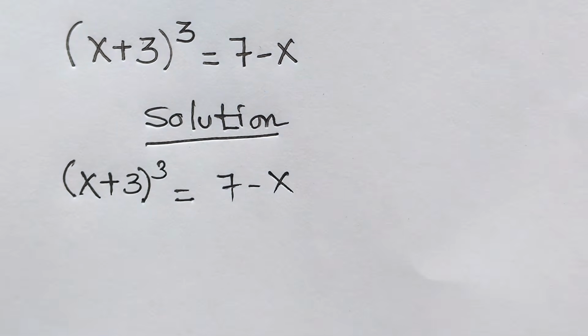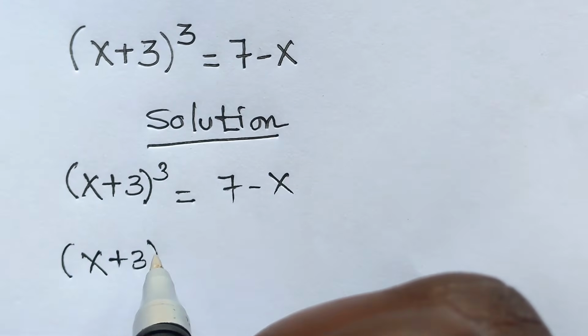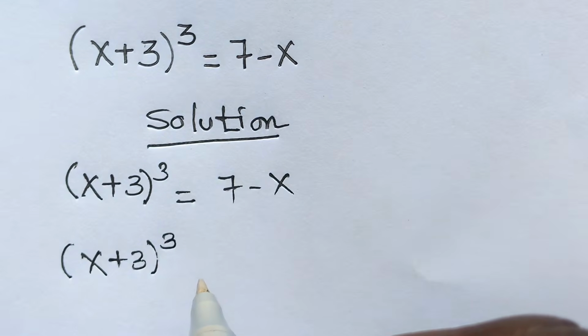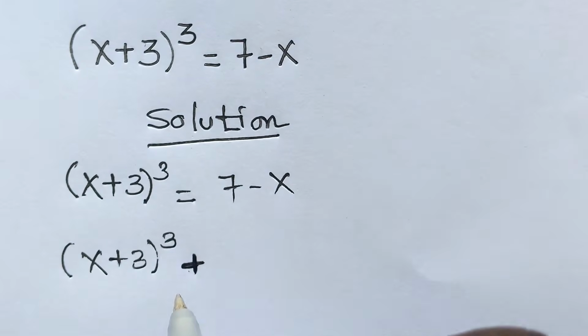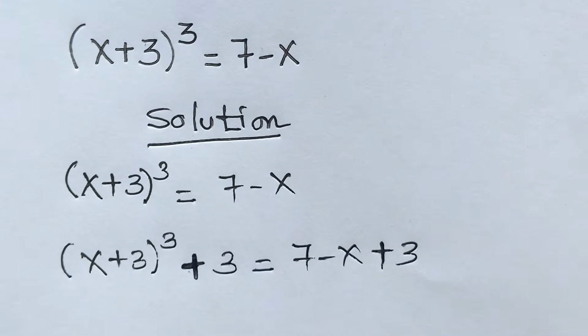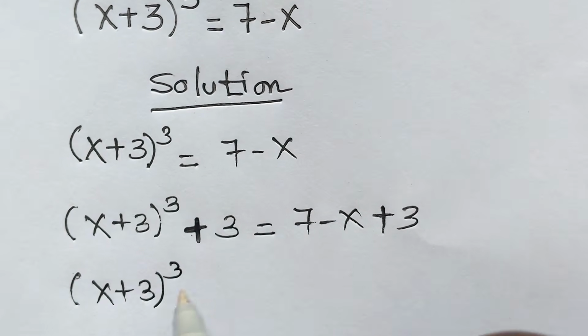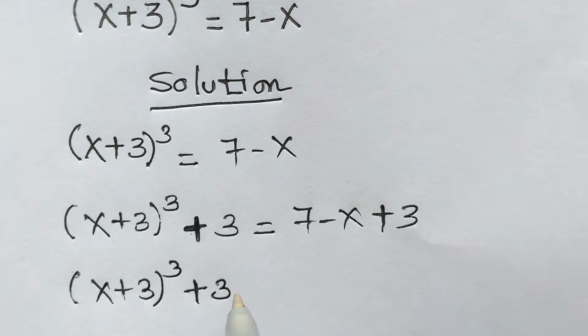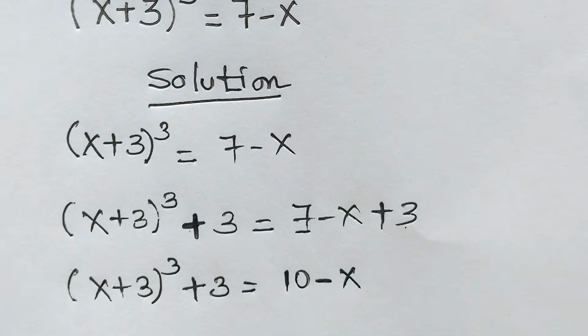Then at this stage, we shall write x plus 3, then power 3, right? Of course, here we shall add 3 on both sides, which equals to 7 minus x, then plus 3. Then here we shall write x plus 3 power 3, then plus 3, which equals to 7 plus 3, which is equal to 10 minus x.